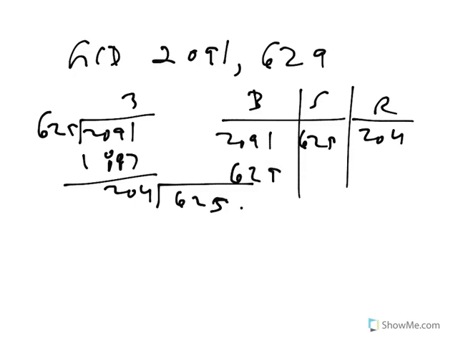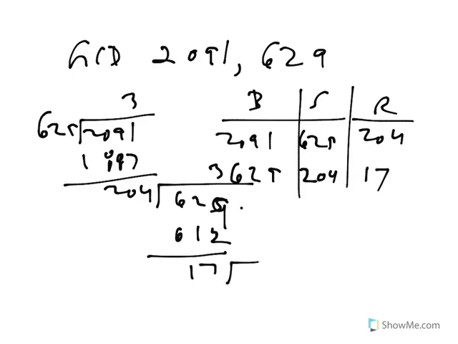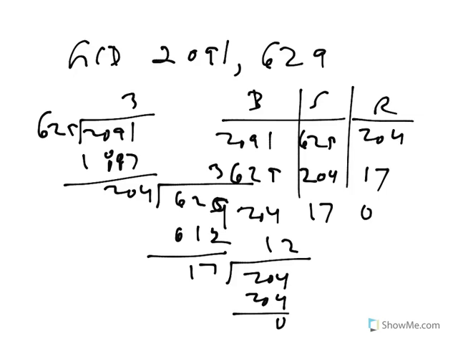You can be sneaky here and just divide the 204 into 629. Sorry. It goes in 3 times, that's 612. Subtract, get 17. And finally, 17 becomes the new small, 204 becomes the new big. 17 into 204 goes in exactly 12 times. So the answer was 17. So I'll use this as an instructive example.